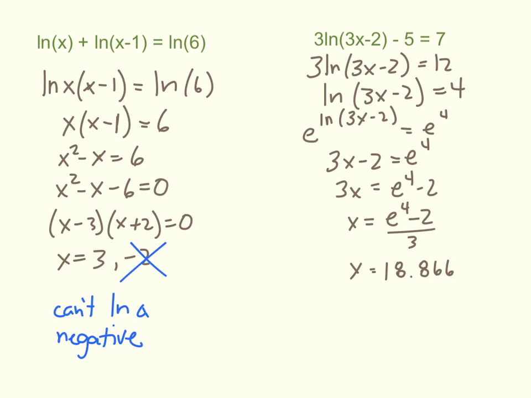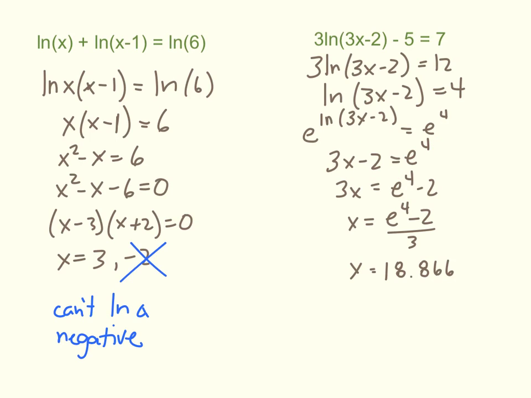And lastly, 3 times the natural log of 3x minus 2 minus 5 equals 7. Start off by getting this natural log thing by itself. So we add 5 and divide by 3. And now, since we don't have the same base, we need to raise both sides of this equation to an exponent with e as its base. And e to the natural log cancels itself out, leaves us with 3x minus 2 equals e to the 4th.